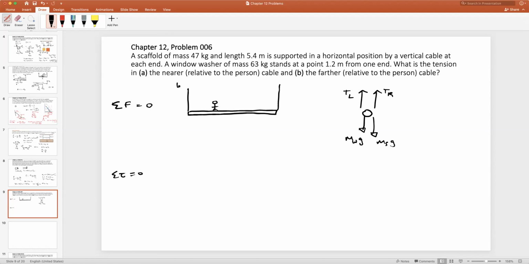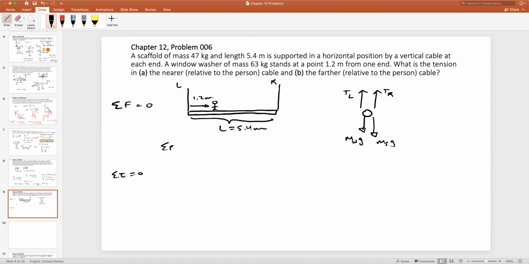So this is the left wire, this is the right wire. And one other thing we know, this whole distance is L. For me, that is a length of 5.4 meters. Okay, and we know that he is standing 1.2 meters away.